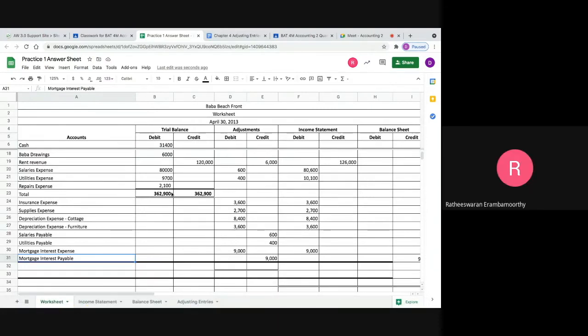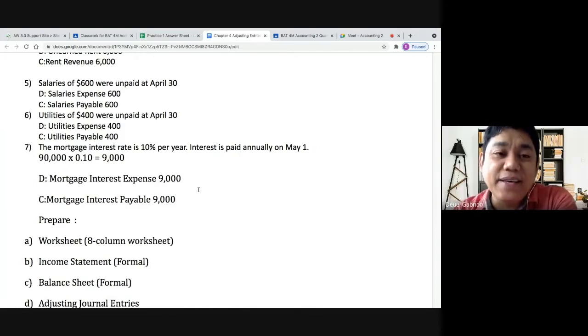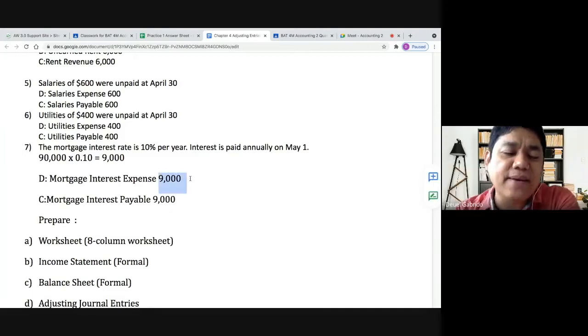Did you erase the double entry for the May 1st? You write it down and then erase it, right? I erased it actually, because we don't need that. What's the double entry for that? Mortgage interest payable, debit, yes. Cash, credit, yes. Upon the time of payment, okay? But because we are not paying yet, and it's the end of the accounting period already, we need to recognize this. Okay? All right.